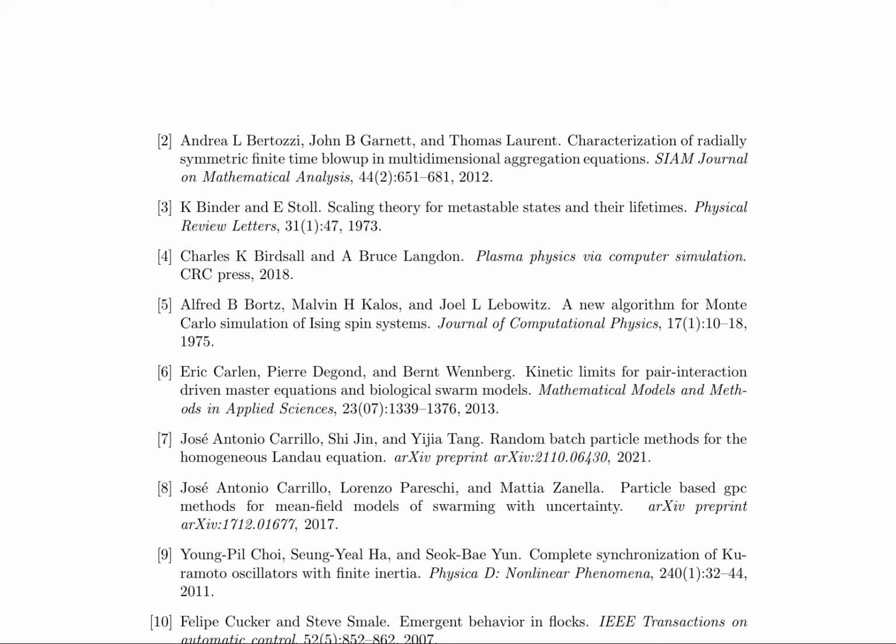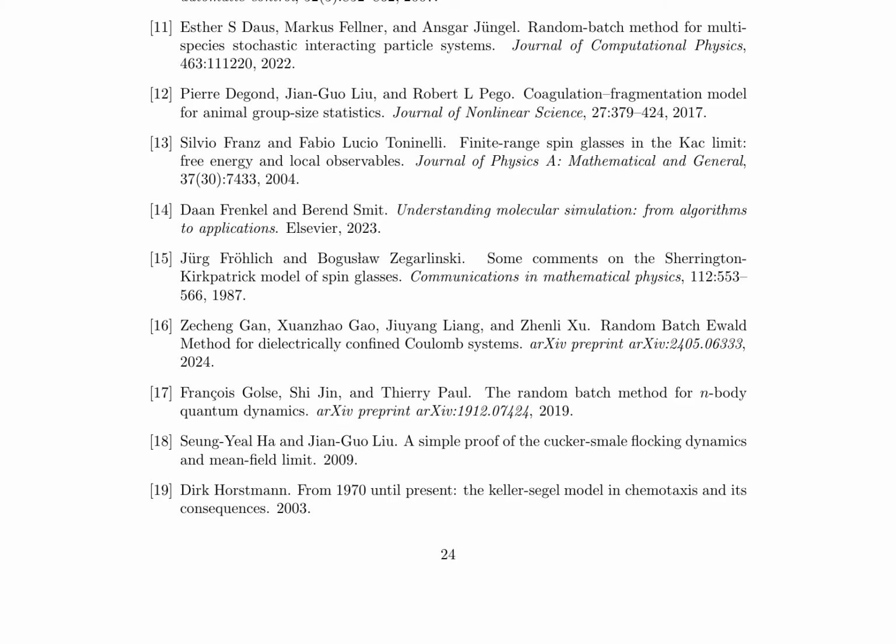The authors also provide a list of references, which includes papers on binary interaction algorithms, characterization of radially symmetric finite-time blowup, scaling theory for metastable states, plasma physics via computer simulation, and kinetic limits for pair interaction-driven master equations, among others. In summary, the authors derive an upper bound for the integral of the squared difference between two random variables, which is expressed in terms of the variance of the random variables. The bound is used to analyze the behavior of particle-based models of swarming with uncertainty.